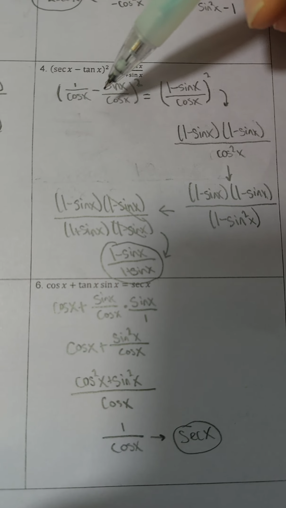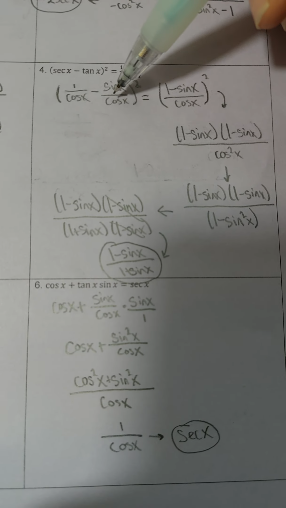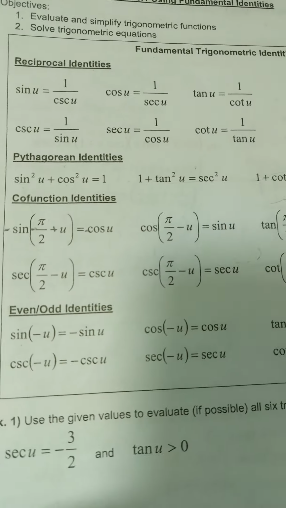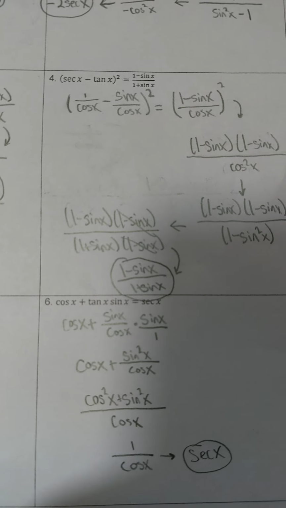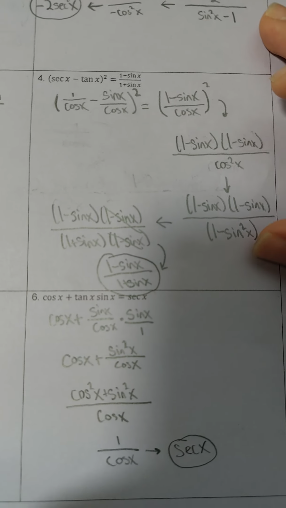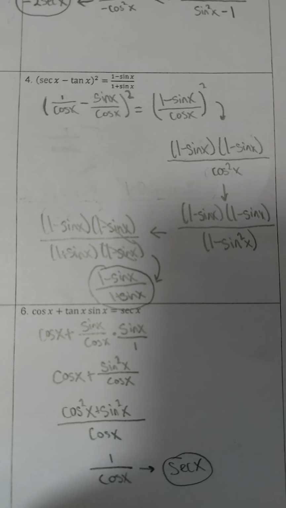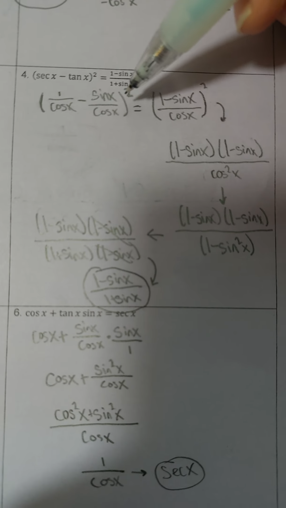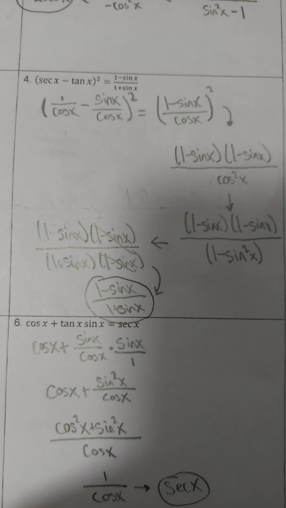So we get 1 over cosine x minus sine x over cosine x, just using our basic reciprocal identities there to convert that. Secant is the same thing as 1 over cosine x. Tangent is the same thing as sine x over cosine x, or sine over cosine. All of that squared. You cannot forget this is squared. That's still part of the problem.